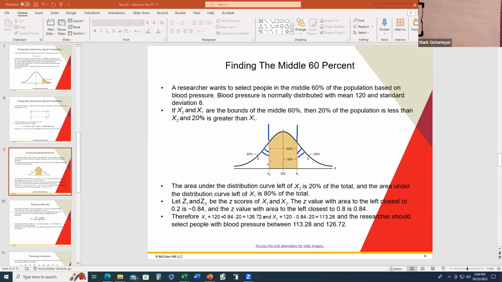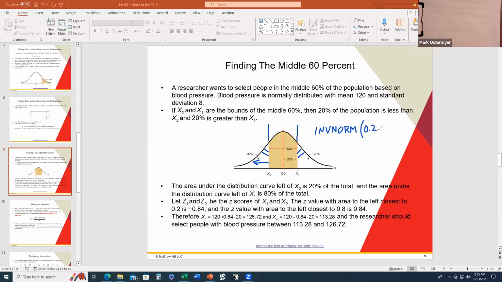So therefore, we're going to turn it over to our inverse norm function on our calculator. And if I want to find X sub 2, what am I going to type in for the area to the left of X sub 2? What's this area to the left of X sub 2? It's 20%, correct? 60% is in the middle. That leaves 40% equally allocated for the lower and upper tails. So 40% divided by 2 leaves 20% of the lower tail area. So we're going to type in 0.2.